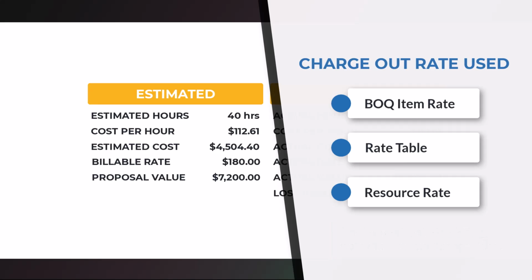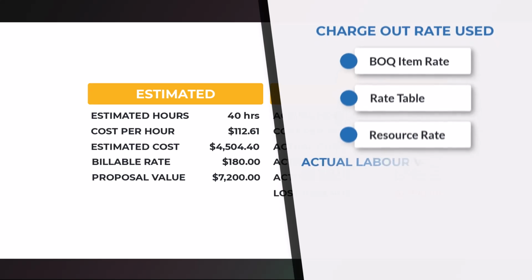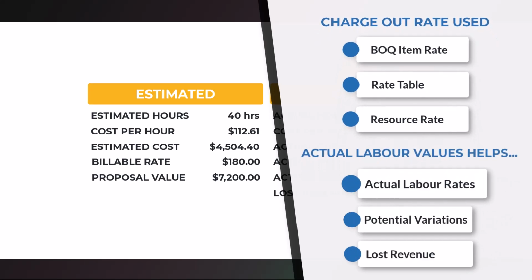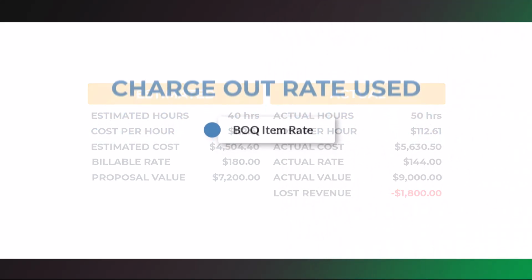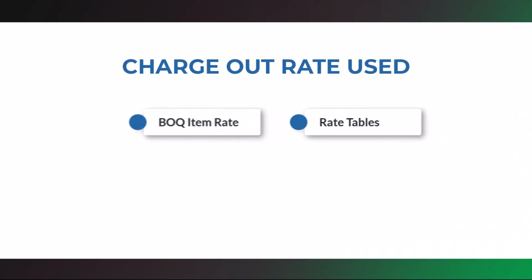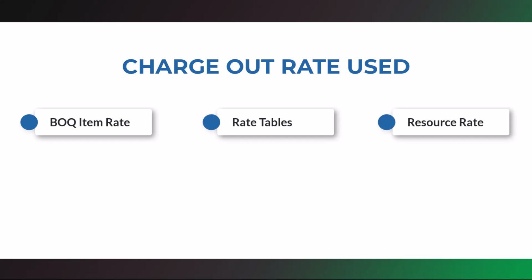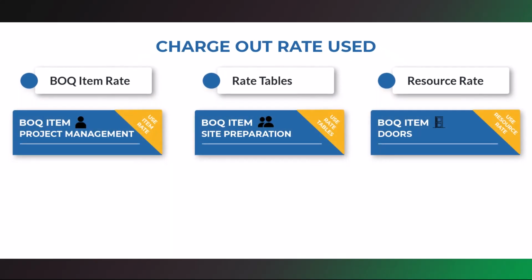The Charge Out Rate Value field calculates the value of timesheets to help you identify if the labor was under or overestimated. This helps you identify actual labor rates, potential variations, and lost revenue. Each option in the Charge Out Rate Used field performs a different calculation. Different options can be used on the BOQ items. You can also change the option selected at any stage of the job.